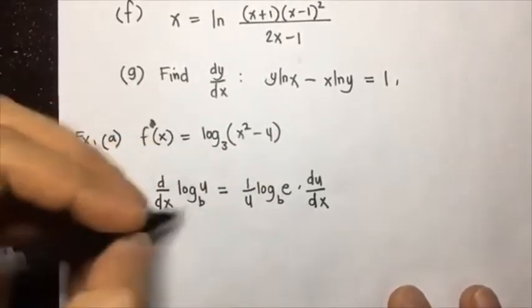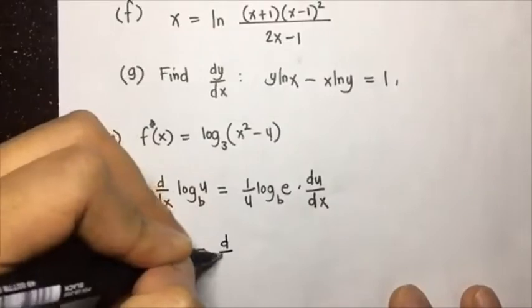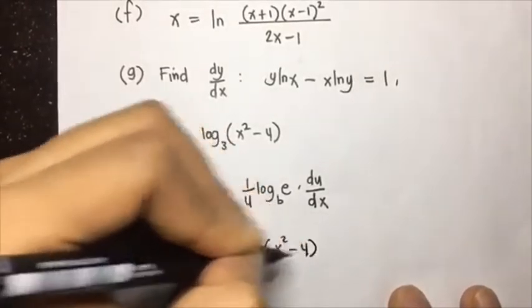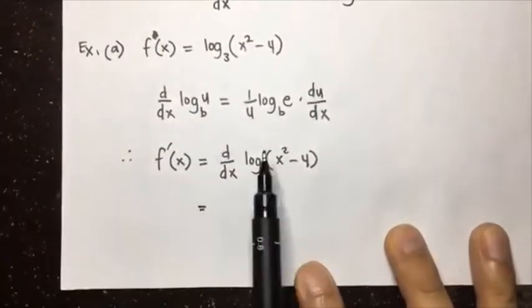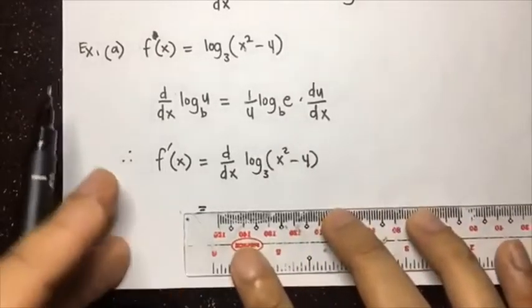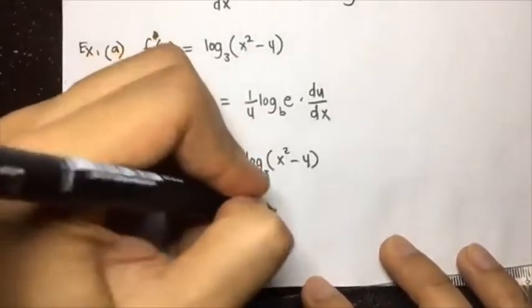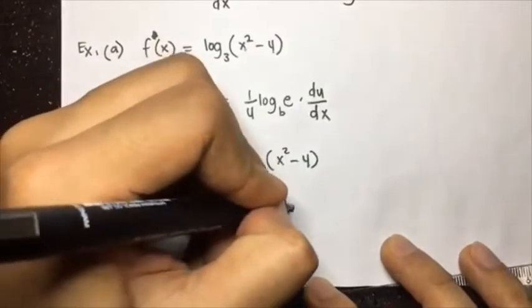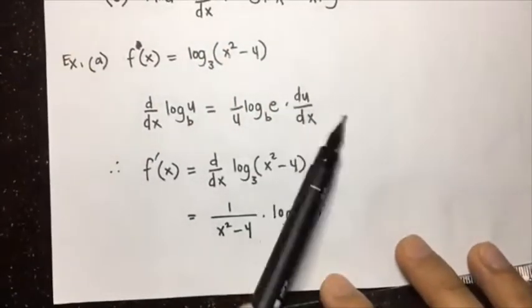Therefore f prime of x is equal to the derivative with respect to x of the logarithm of x squared minus 4 to the base 3. Following this formula, our u here is x squared minus 4, so we will have 1 over x squared minus 4 multiplied by the logarithm of e to the base b. Our b is equal to 3, so it's the logarithm of e to the base 3, multiplied by the derivative of u with respect to x.